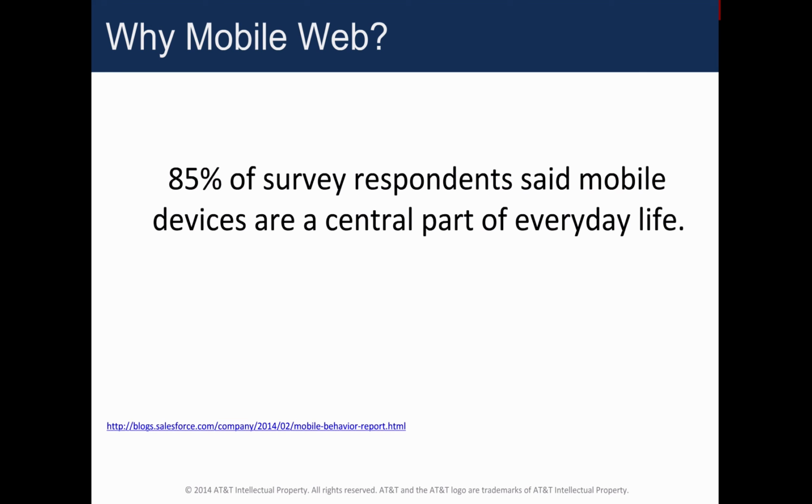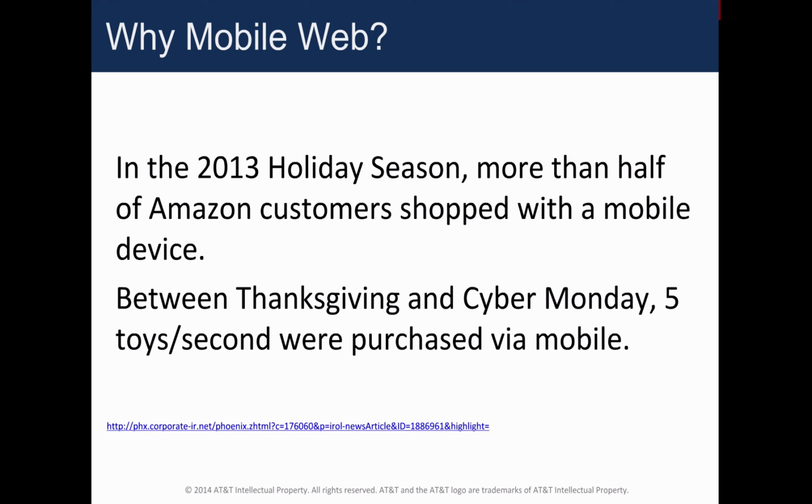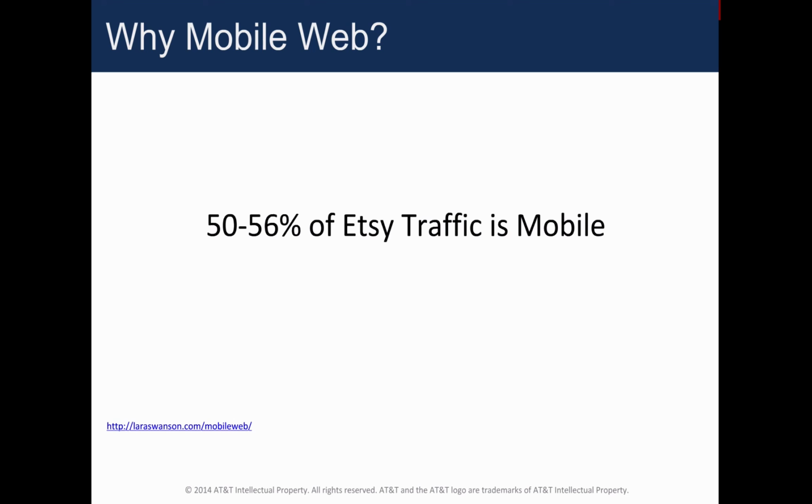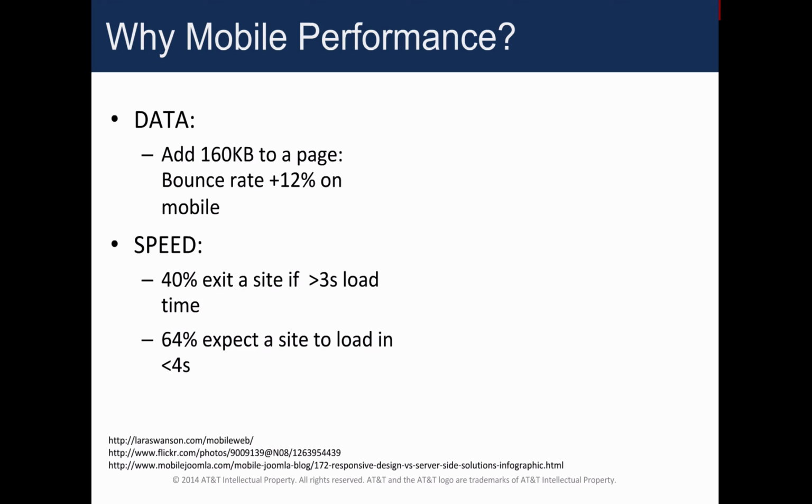And so why are we concerned about the mobile web? Well, 85% of survey respondents said mobile devices are a central part of their everyday life. Last year, during the holiday season, over half of folks at Amazon shopped with a mobile device. And between Thanksgiving and Cyber Monday on the big shopping weekend, they sold 5 toys per second via mobile. Marissa Meyer of Yahoo says by the end of this year, Yahoo will have more mobile traffic than PC traffic. And one last stat is Etsy, 50 to 56% of their traffic is mobile. And so it's important to think about mobile because obviously that's growing and taking off.